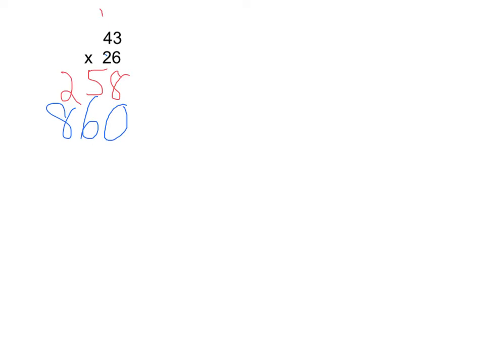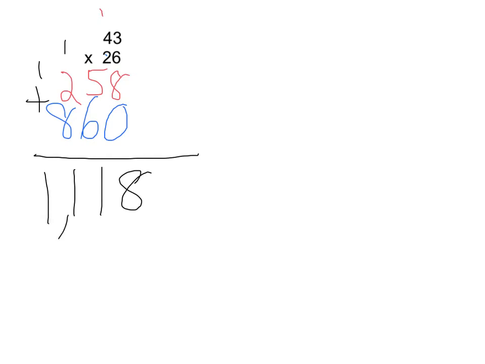When I add these two lines together, I start in the ones column. 8 plus 0 is 8. 5 plus 6 is 11. I need to carry the 1. 1 plus 2 is 3. Plus 8 is 11. Carry the 1. My actual answer is 1,118. Notice how that compares to my magnitude estimate, which was 1,200.